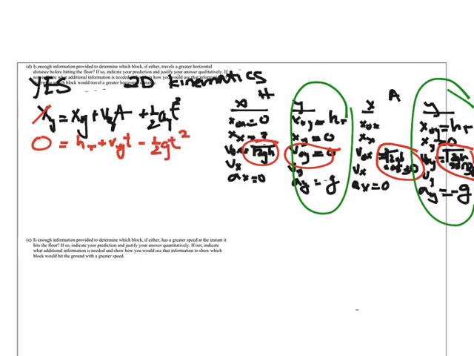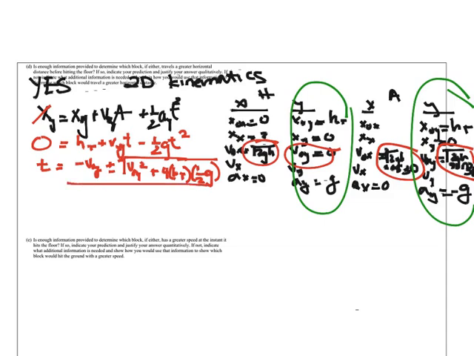Now if we want to solve for t, we have to use the quadratic formula. And we find that t is equal to negative voy plus or minus square root of voy squared minus 4 times ht times 1/2 g, which is negative, so this actually becomes a plus sign. We're going to divide the whole thing by 2a, so that's by negative 2 times 1/2 g.